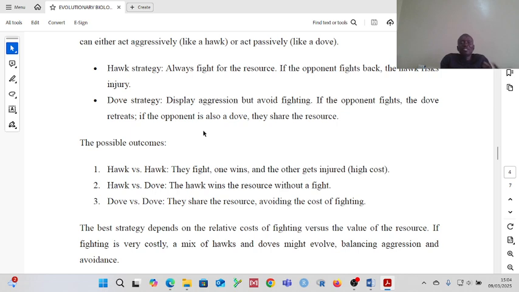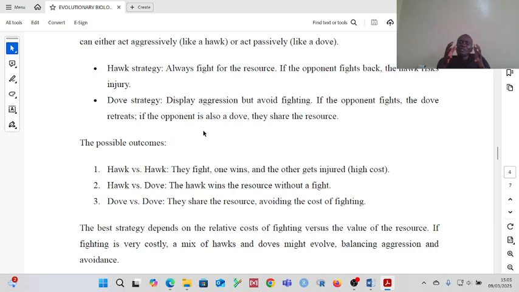What is the cost of fighting? Injury. And even fighting in itself uses energy. So in the dove versus dove scenario, the resource is shared, no injury, no waste of energy in fighting. So the cost of fighting is avoided. But both of them now do what? End up benefiting from the resource. So the best strategy depends on the relative costs of fighting versus the value of the resource.